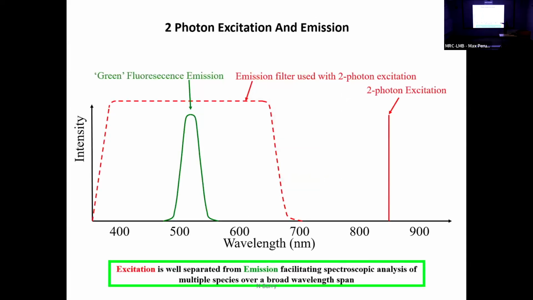We're exciting at usually sort of 850, collecting 500. There's massive separation there, so that's very convenient for emission filters. We can just have a general broadband filter and collect anything we like.